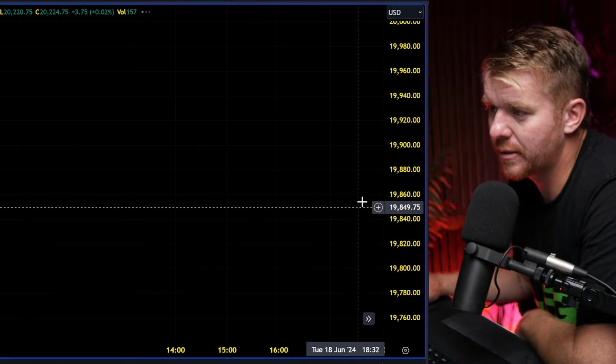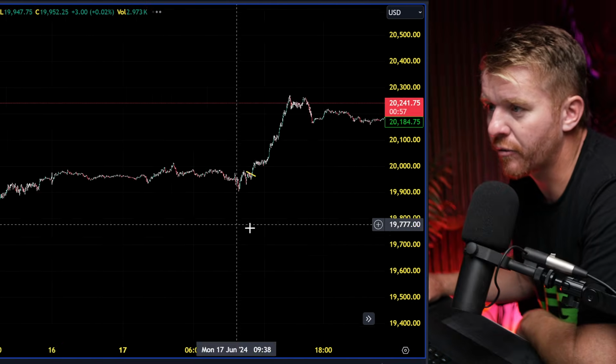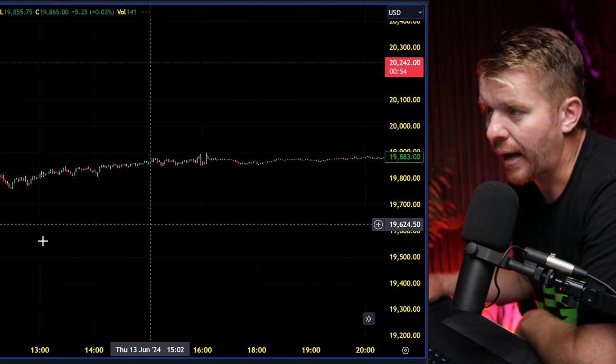Why is TradingView such a pain in the ass when you change time frames at different times?